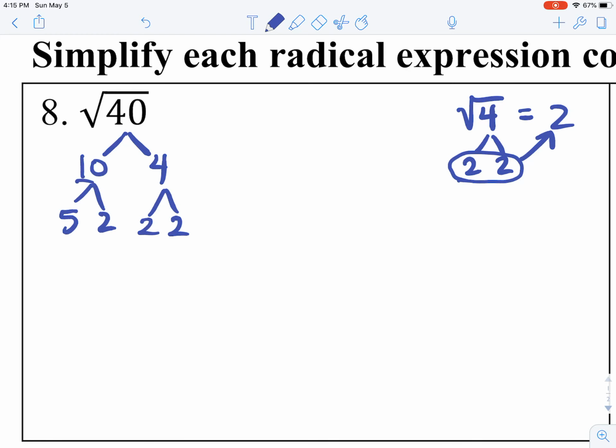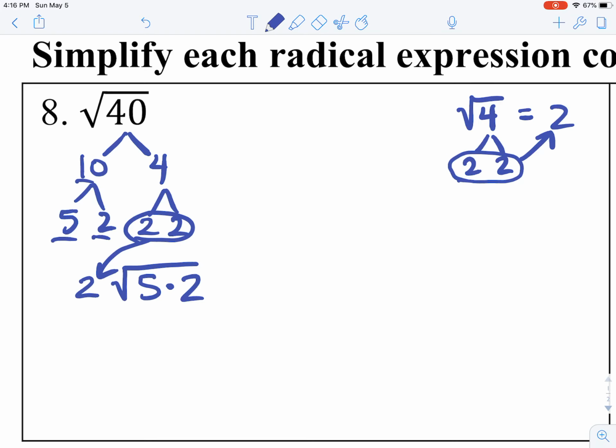So what I'm going to look for is a pair of the same exact number on the bottom rung of this tree. So I see a pair of 2's right here. 5 and 2 don't have a pair, so we're not going to include those outside the radical. I'm going to draw my radical. 5 and 2 are both going to stay in there. They're going to multiply by each other. But 2 times 2 is 4, and 4 does have a perfect square root, which is 2.